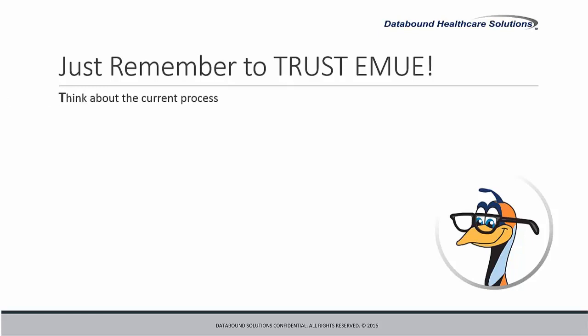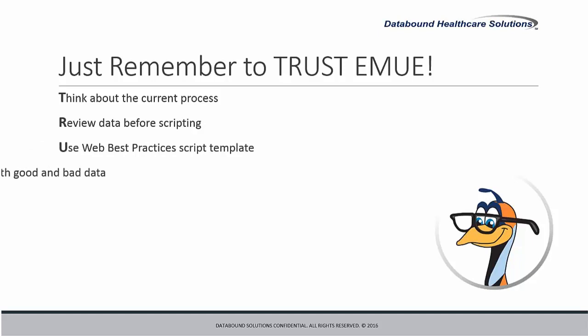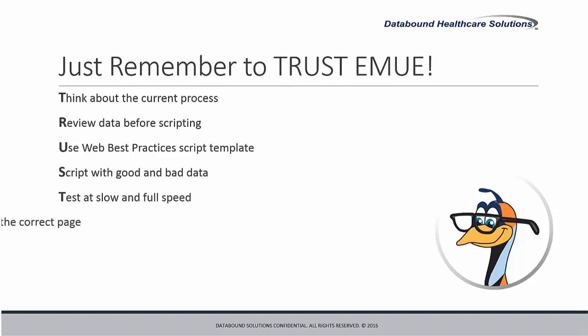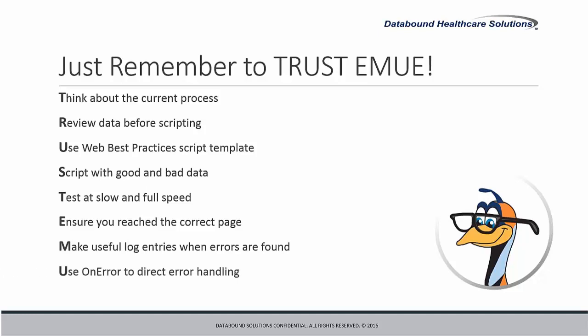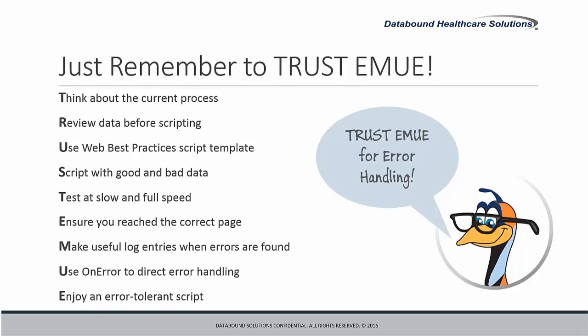So think about the current process, review data before scripting, use the web best practices script template, script with good and bad data, test it slow and full speed, ensure you reach the correct page, make useful log entries when errors are found so that you can see where they failed, use on error to direct error handling, and enjoy an error-tolerant script.